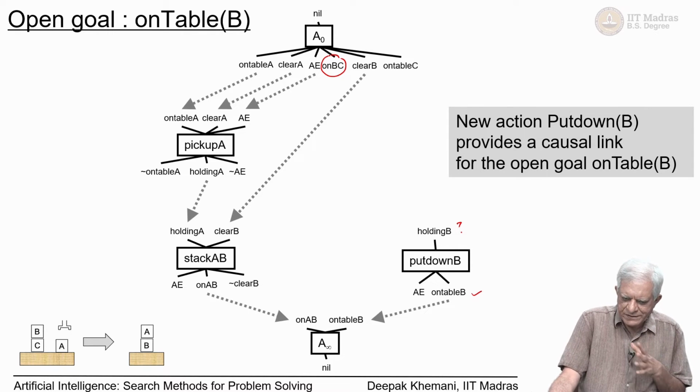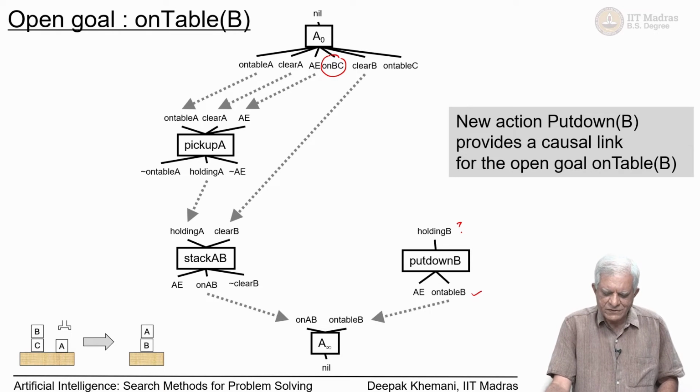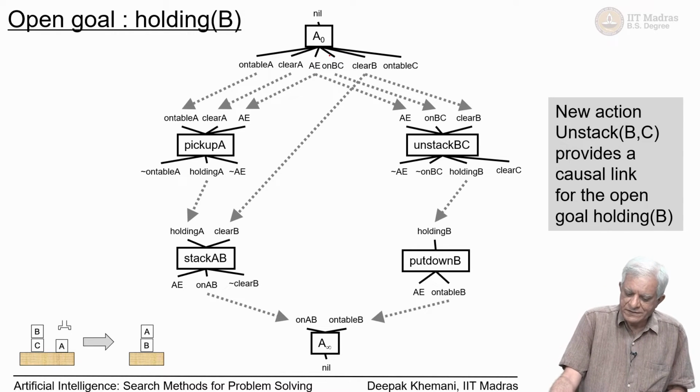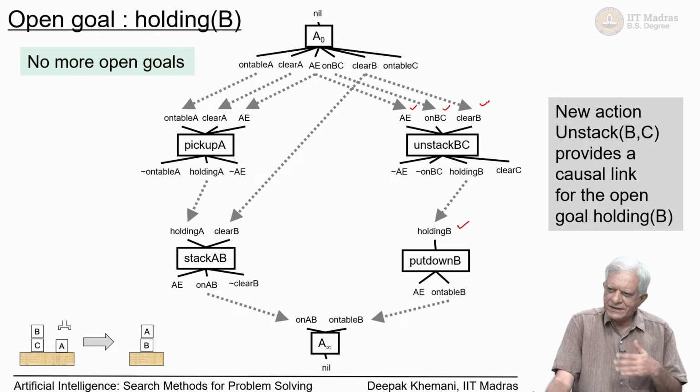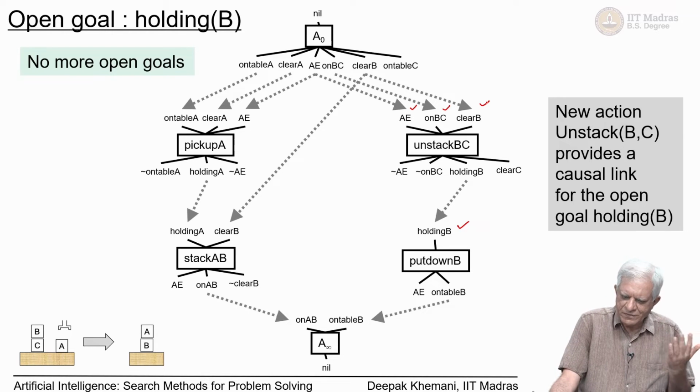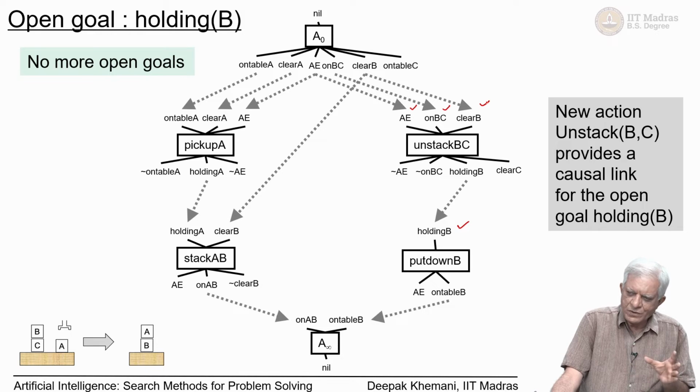If you chose randomly, then you would have to backtrack and come back and try something else. So, let us, for the sake of illustration, assume that we do this by using the unstack BC action. So, that means this holding B is taken care of, and it so turns out that all the open goals that this unstack BC had can be resolved in 3 steps by connecting them to the start action A0, because everything is true in the start state. So, at this point in the plan we have no more open goals left.